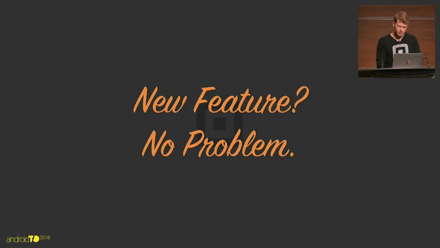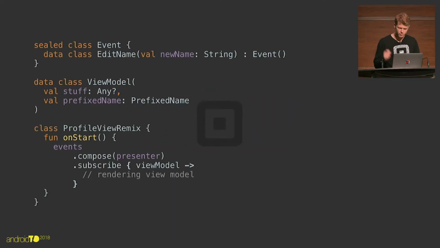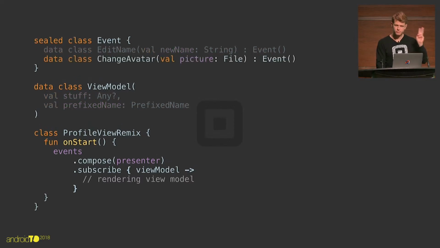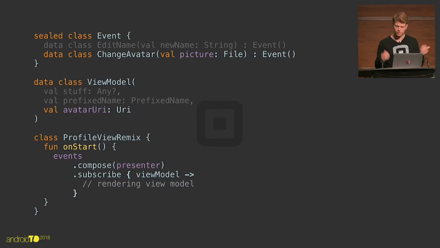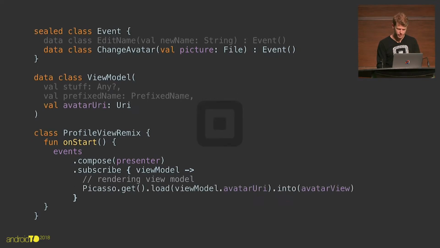So let's see if we can add a new feature. So let's say the user can now update their avatar. And how would we do this? First, we would need a new event from the view saying a new avatar has been set. We'll pass it a picture. In the view model, we would have just a new avatar URI, which we would render using Picasso to just update the view. On the view side, that would be the only thing we need to add.